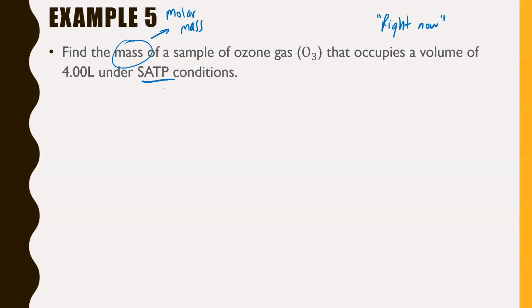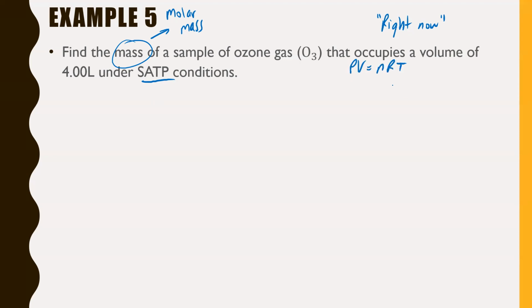And remember, SATP, according to your data sheet, is 25 degrees Celsius and 100 kilopascals. But then there's something else with that. It's called a molar volume. I'll talk about that in a second. But anyway, since this is a right now question, you could, in theory, use PV equals nRT.